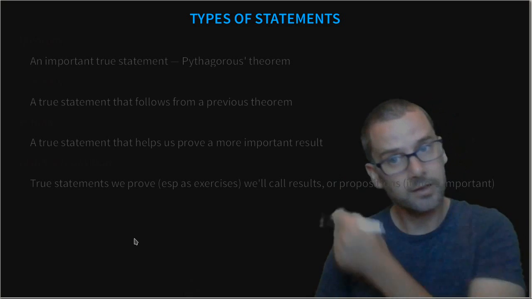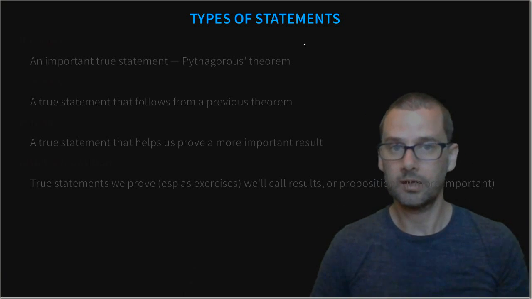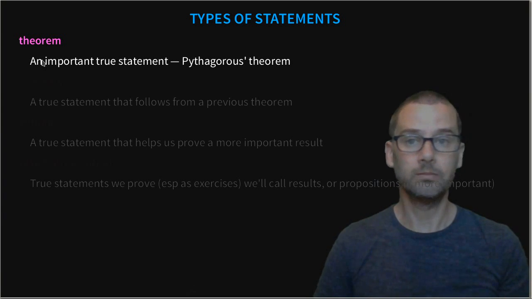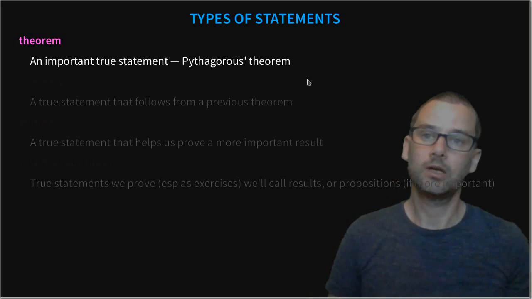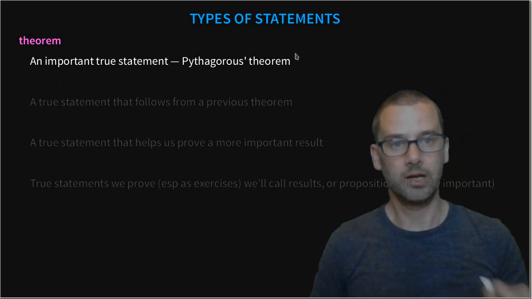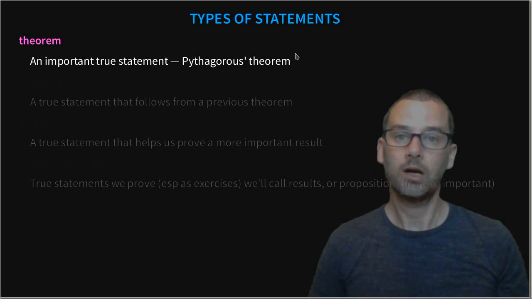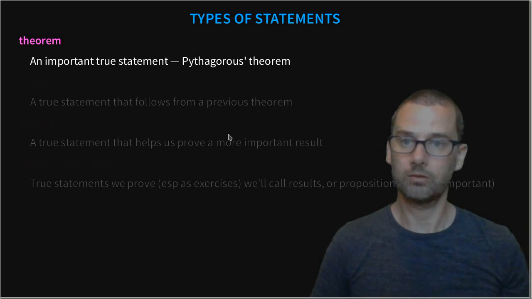Let's go on to some other types of statements. So at the top of the chain, I guess, is a theorem. And this is typically an important true statement. So this is something like, very famously, Pythagoras' theorem. Okay, so this will be something big and important that we prove, typically from smaller results along the way.